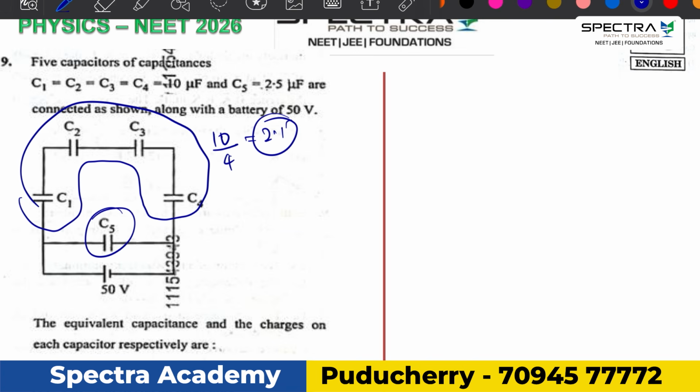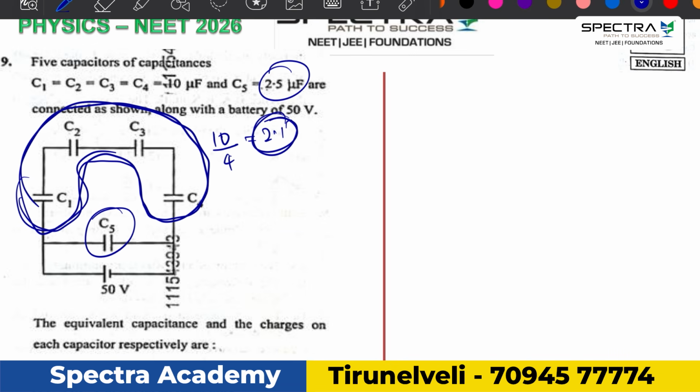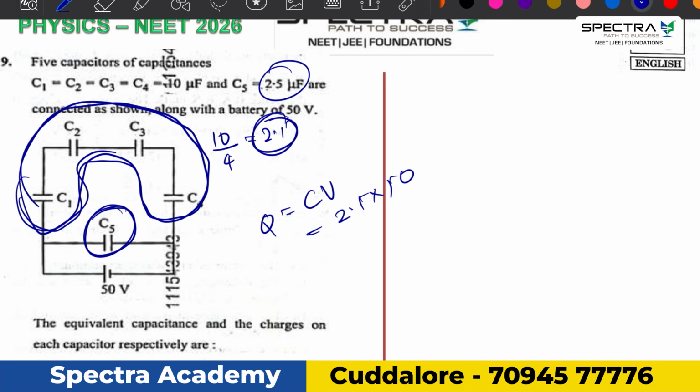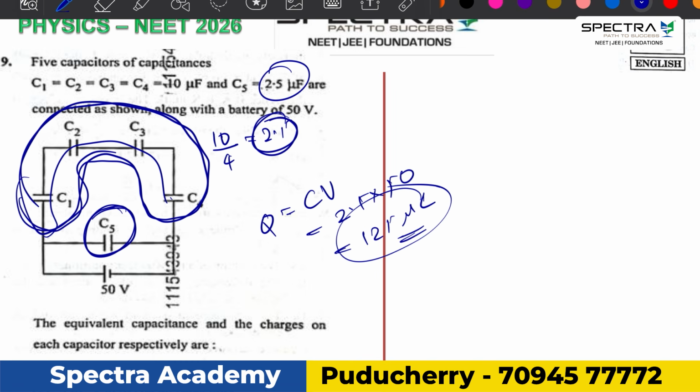This 2.5 and C5 is 2.5. They are, sorry, first these 4 are series. So when series, 10 by 4 is 2.5, then this 2.5 and 2.5 are parallel. So equivalent will be 5 microfarad. And what will be the charge on the capacitor? Q is equal to CV. So 2.5 into 50. What is 2.5 into 50? 125 microcoulomb. As it is a series connection, that will be the same in all the capacitors also. So fourth option will be the right answer.